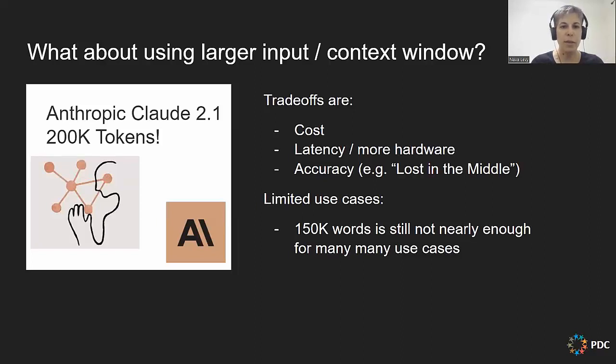It won't be efficient because there will be an issue with latency. The performance won't be good. And in terms of accuracy, will it give me the relevant results? There are papers like Lost in the Middle that show that as long as the answer is in the beginning or the end, then the answers are good. But if it's somewhere in the middle, then often the results are not as accurate. Another reason is 150K words is a lot, but it's still not nearly enough for many, many use cases.